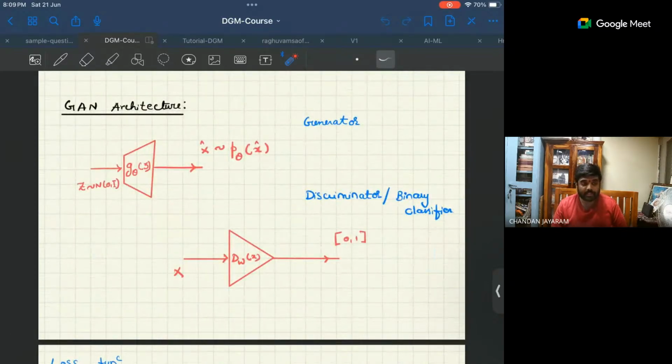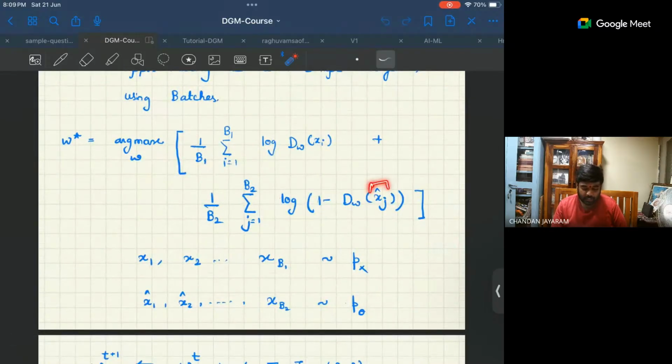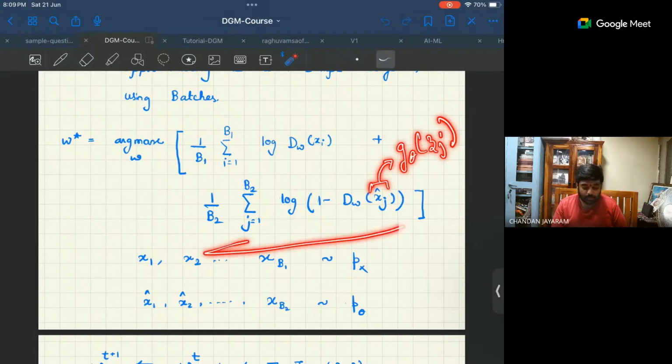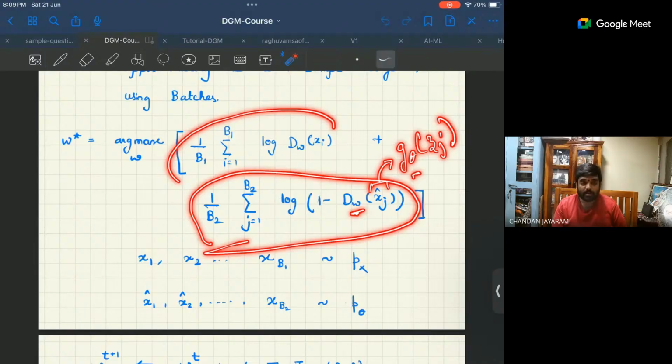Now this generation is nothing but g theta of zj. This term will now get replaced by g theta of zj. What does this mean? This second term has both omega as well as theta, but the first term has only omega. This is your overall loss function. So that means the first term is independent of theta.